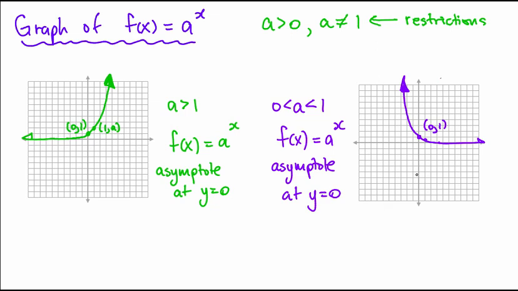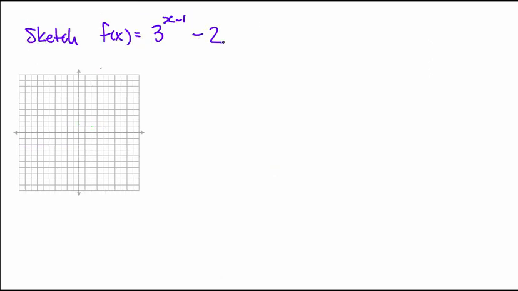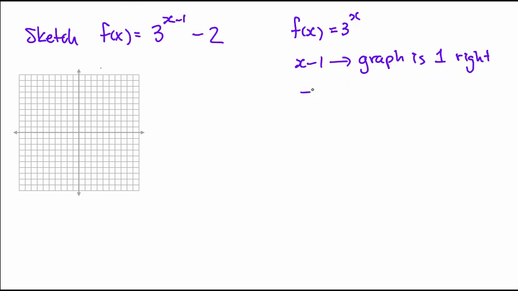Right now I'd like to go and see if we can remember how to use some things from Unit 1 on transformations to graph or at least sketch graphs with some transformations in them. So let's see if we can sketch 3 to the x minus 1 minus 2. So the base graph is f of x is equal to 3 to the x, and then the x minus 1 means the graph is 1 right, and this minus 2 means that it's down 2.